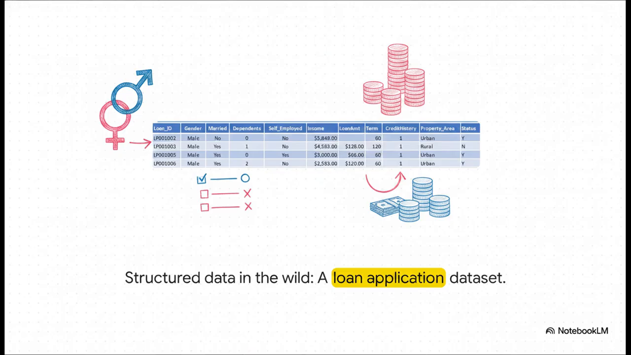And this brilliantly illustrates what structured data actually looks like in the wild. We're looking at a loan application table here. Notice how gender represents our nominal qualitative data, credit history is our ordinal data, since there's a ranking there, and income serves as our continuous quantitative data, because we're dealing with specific, measurable monetary values that can vary endlessly.